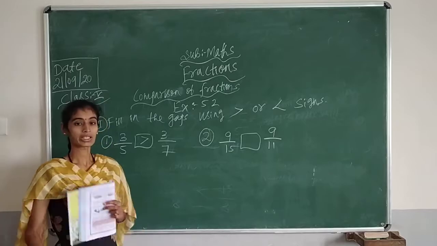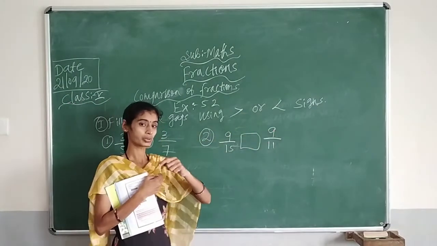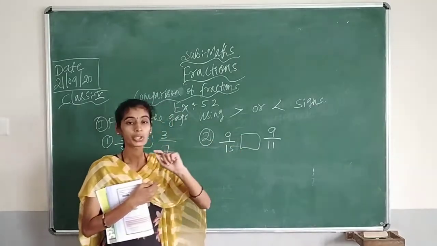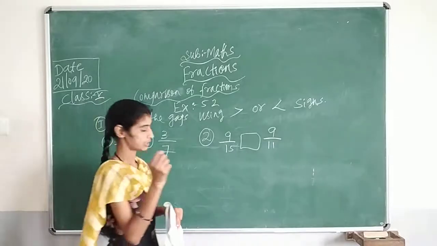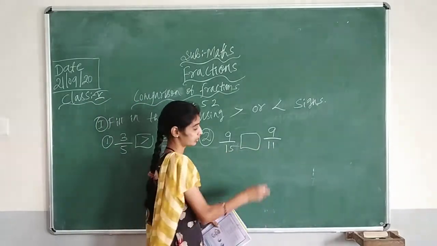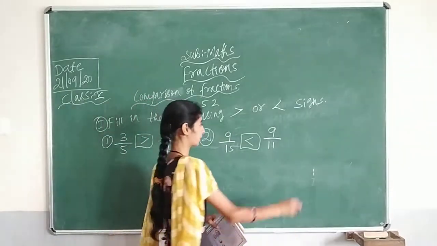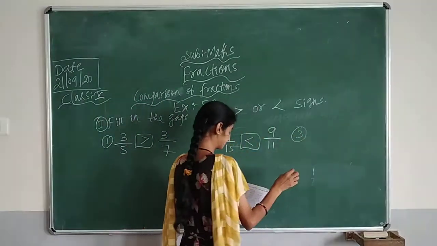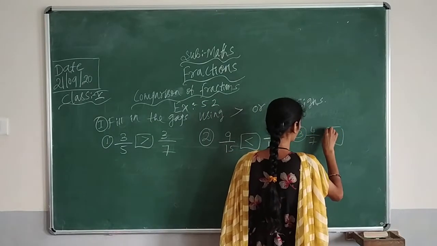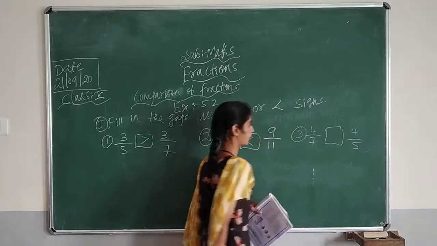So again you all can see children, numerators are same. Okay. What you have to do? See the denominator value. From that you have to choose the smallest value. So here it is 15 and here it is 11. So 11 is the smallest. Make open under that side. Then question number 3. 4 by 7. Then 4 by 5.